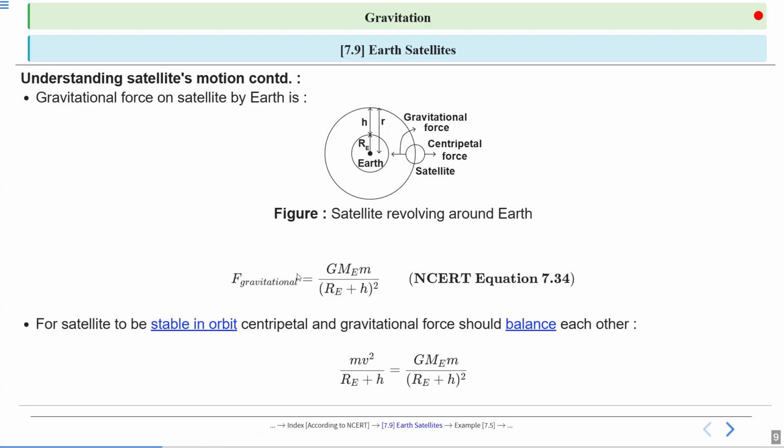For a satellite to remain stable in its orbit, the centripetal force required to keep it moving in a circle must balance the gravitational force pulling it towards Earth. This balance is expressed by the equation mv² / (Re + h) = GMe·m / (Re + h)². Here v is the orbital velocity of the satellite. This equation shows us that the satellite speed is important for maintaining its orbit.